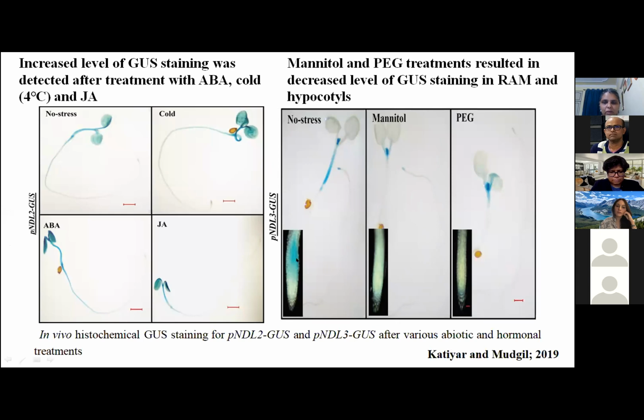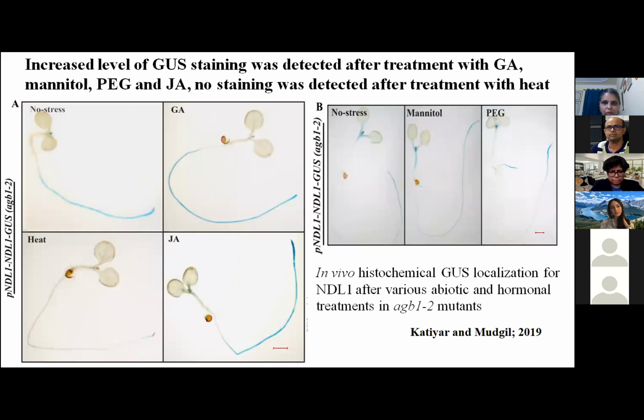NDL3, during the no stress condition, the GUS staining is there, but when you treat with mannitol and PEG, which are nothing but giving dehydration stress, right? When you put mannitol or PEG, the plant will ooze out the water, so it will create a dehydration stress like situation for it. There was no change under cold treatment or ABA and GA, but definitely with mannitol and PEG, there was a reduction. Protein amount was less compared to the wild type situation. We tested for 3 also, and we did it in the presence and absence of beta also.